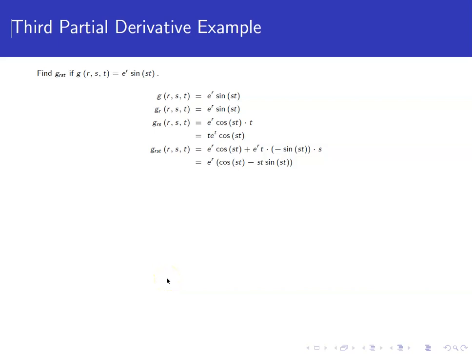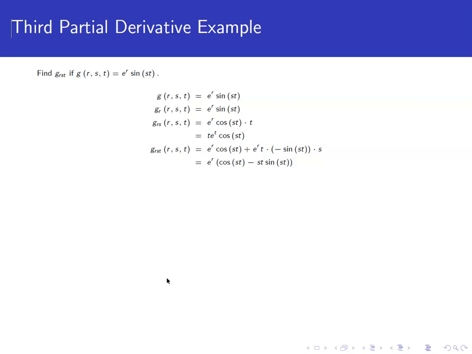In this video, we're going to look at an example of finding a particular third partial derivative. In this one, we're given the function g of rst is e to the r times sine of st. We're asked to find the derivative of g with respect to r, then with respect to s, then with respect to t.